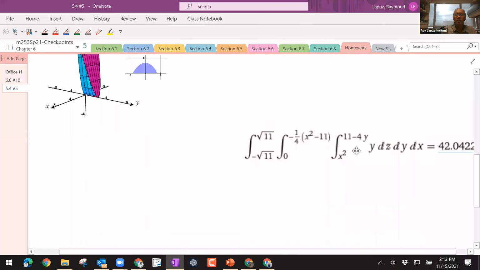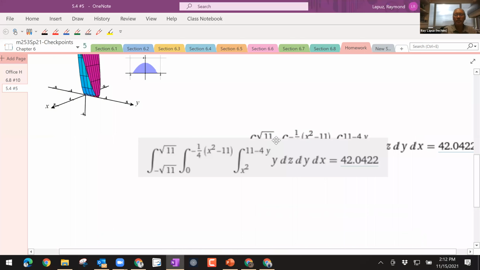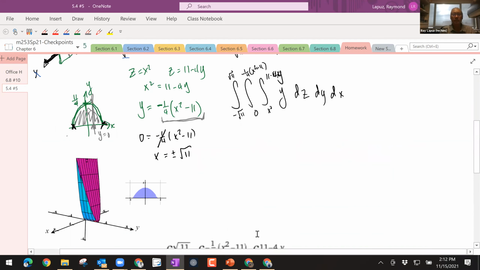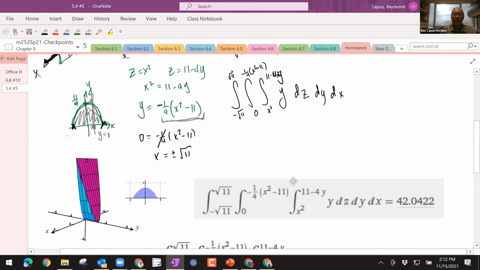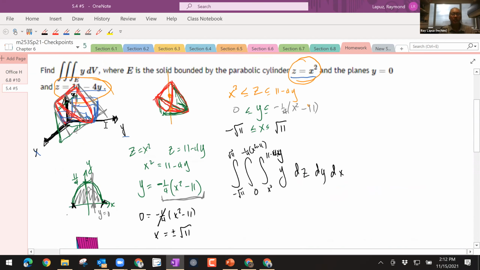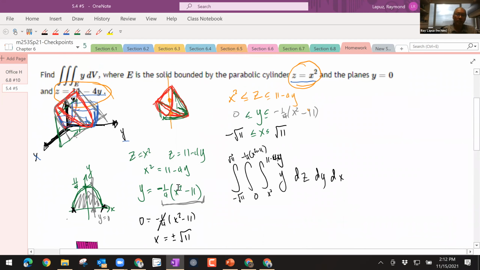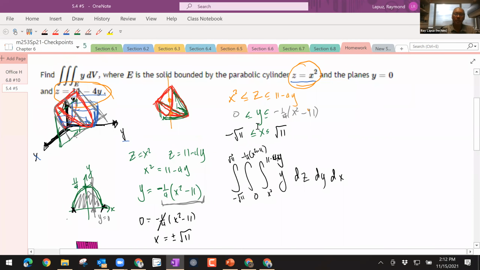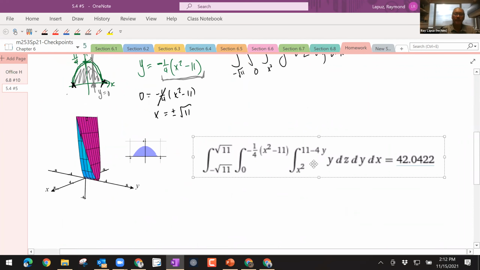Okay, so the main point here is not really to compute this integral. The main point is to be able to set it up using pictures and drawings and maybe computer programs to visualize the region, the solid, and then come up with the limits of integration. Okay, so there you have it. Good luck.